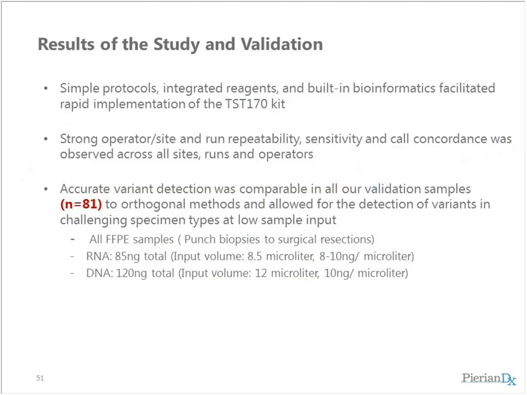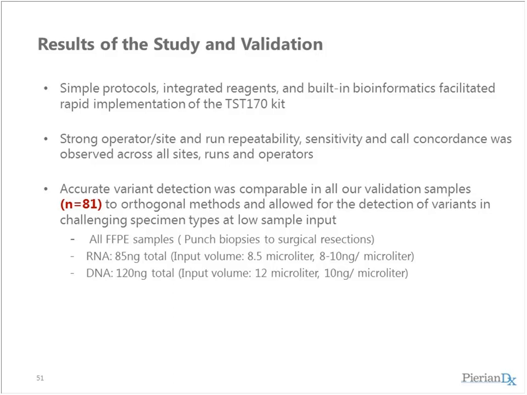So some of the results from the study and the validation: in our experience, this is a relatively simple protocol compared to what we have done with bigger assays or whole exome sequencing. The reagents were pretty integrated as a part of the kit, and I was really happy to see the built-in informatics provided by Illumina. One of the things I like to coin is that it was really NGS in a box, because it helped us to have a solid library prep along with the different things needed for running the assay, as well as the initial bioinformatics for calling the variants. We had a strong operator on the site, as well as run repeatability as a part of the beta testing. The sensitivity and the call concordance were observed across all sites, runs, and operators.